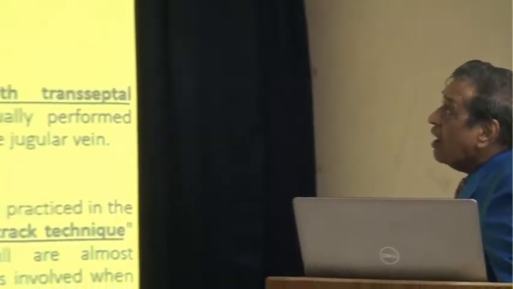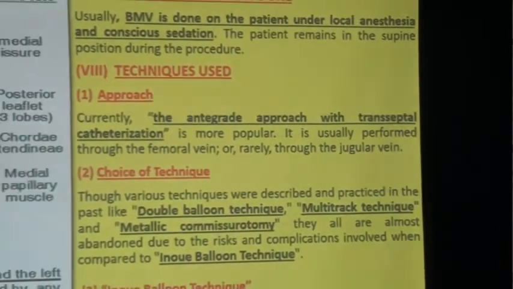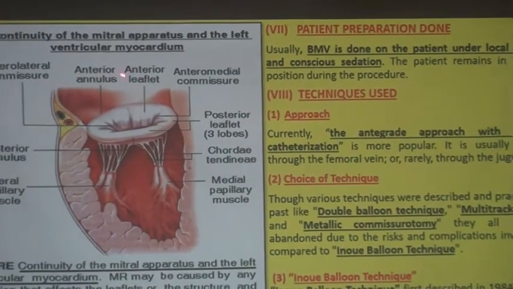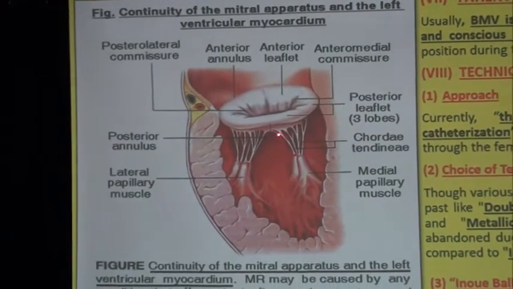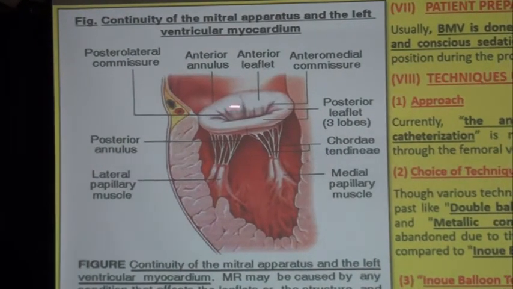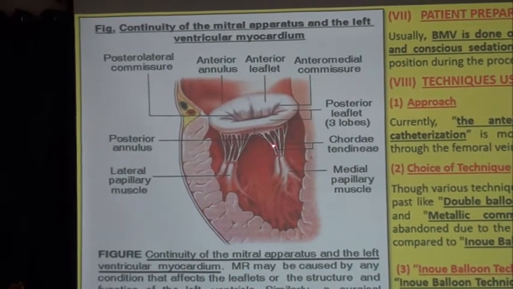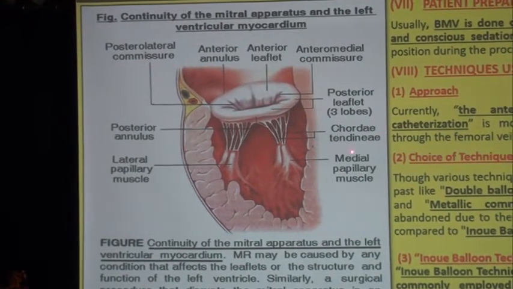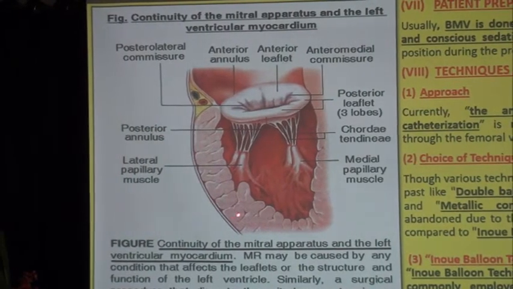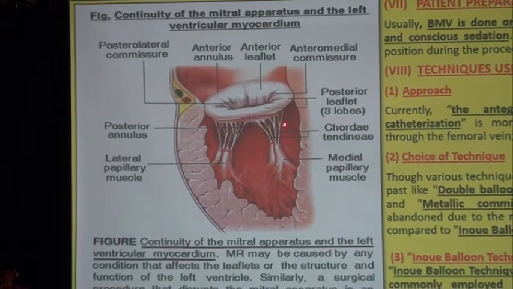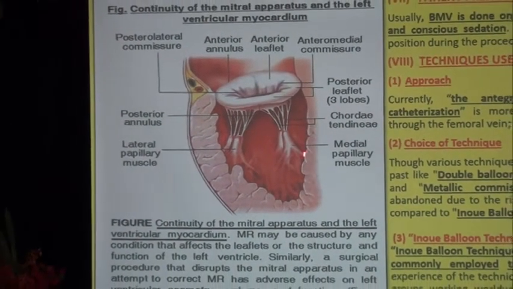Here you can see the figure showing continuity of the mitral apparatus and the left ventricular myocardium. You are seeing it from the posterior portion, not the anterior. That is why this is the posterior leaflet, and that is the anterior leaflet. This is the posterior annulus, and that is the anterior annulus. These are the chordae tendineae, and this is the lateral papillary muscle. This is the medial papillary muscle near the ventricular septum.